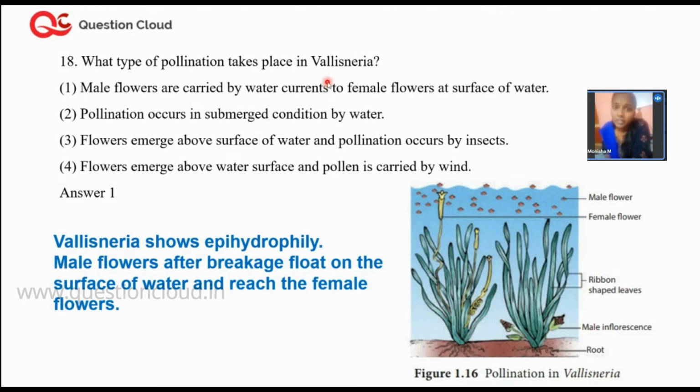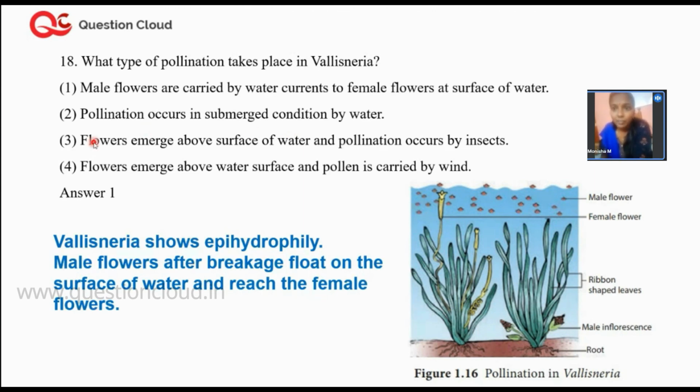The options given in NEET 2019 were the male flowers are carried by water currents to female flowers at the surface. Okay, of course we know that you have to make a smart guess. Valsineria is an aquatic plant, therefore you should make sure that it is somehow going to happen by water. So option 1 is correct. Okay. Option 2 is also somewhere it is talking about water only. Pollination occurs in submerged condition by water. So this is also somewhere tricky. So both of them are with respect to water.